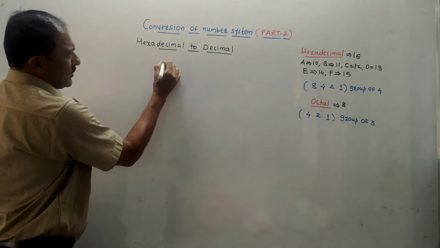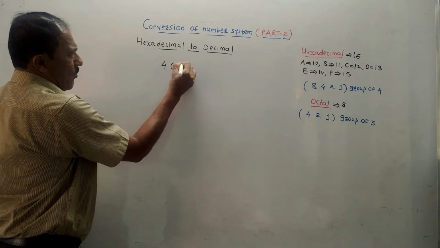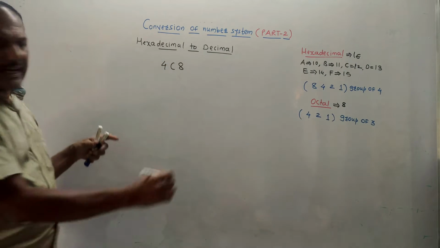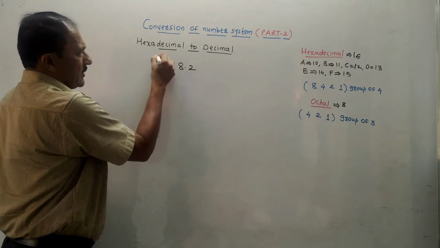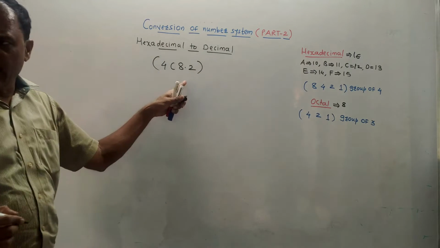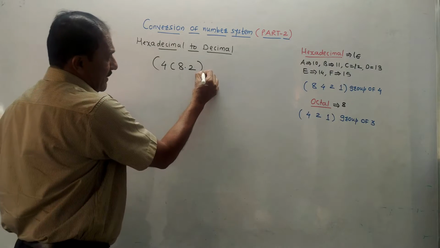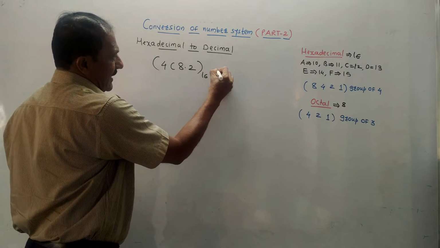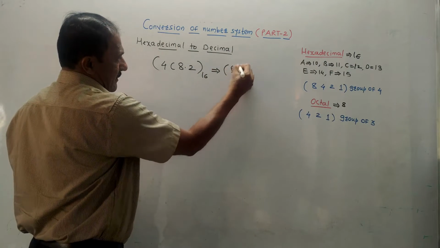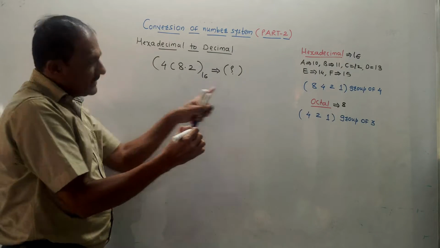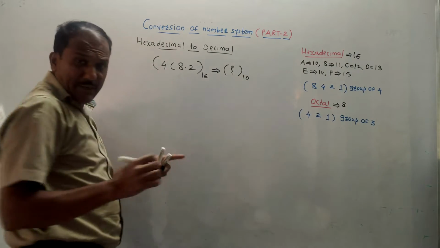Let us directly start with one example. Suppose I have one number 4C8.2. The question in the example will be like this: this number will be given. It is a hexadecimal number, so base 16 will be written, and it is asked like this: how will you convert this hexadecimal number into a decimal number?